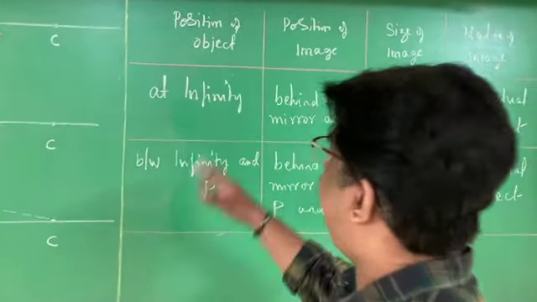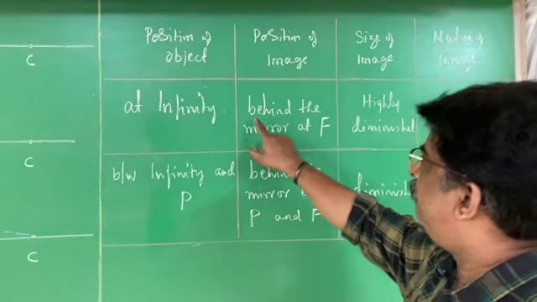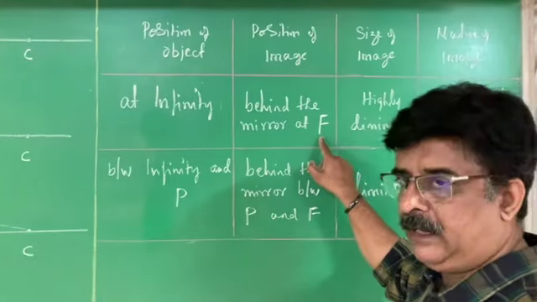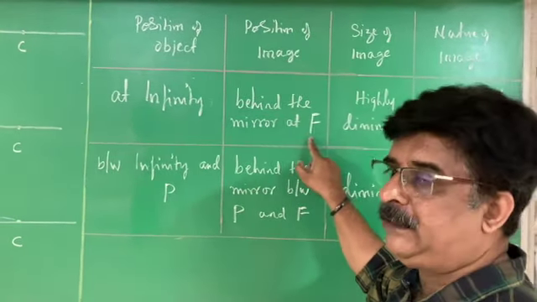We can have two different positions in front of the mirror to keep the object. One is object is at infinity. Second one is object is anywhere between infinity and pole of the mirror. When the object is at infinity, the rays of light are parallel. When the rays are parallel, they all appear to diverge from the principal focus. Therefore, we are getting the image behind the mirror at F. Because F is behind the mirror, we are going to get the image behind the mirror.